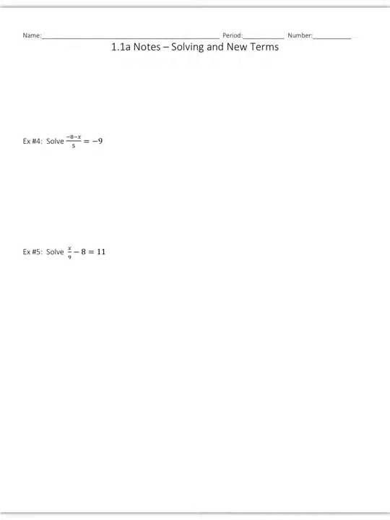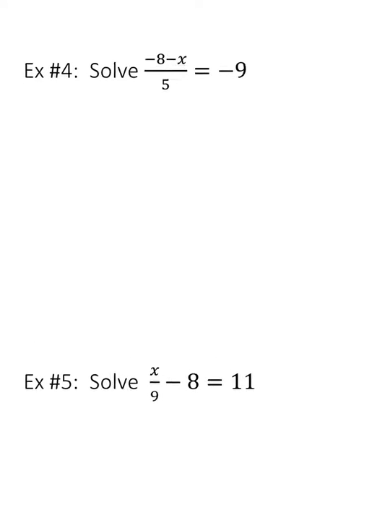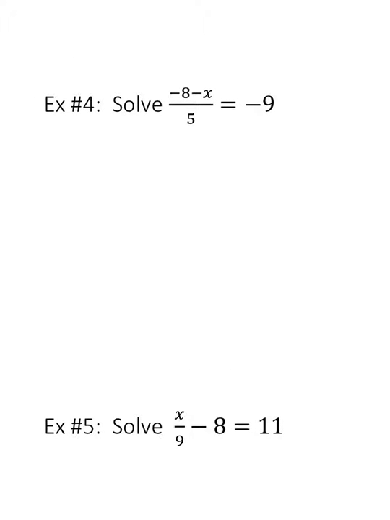We've got 2 examples. The first one is negative 8 minus x, all over 5 equals negative 9. So if you notice, that 5, everything is getting divided by that 5 on that side. So, hold on just a second. Sorry about that, I had to sneeze. So, if you notice, everything over there is getting divided by a 5, just like I showed you on the other page.